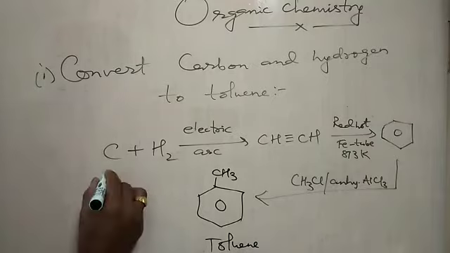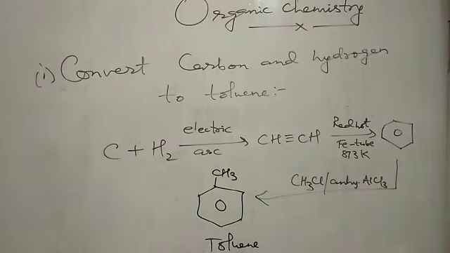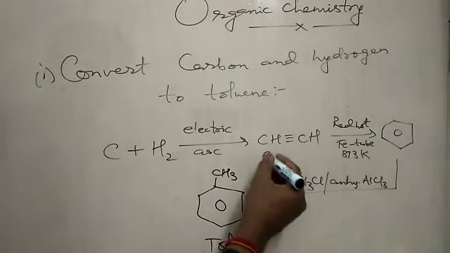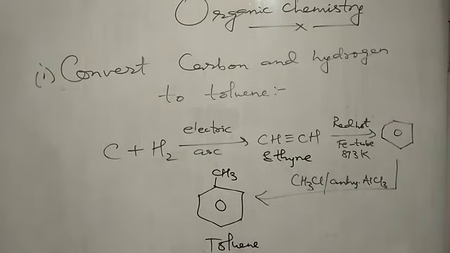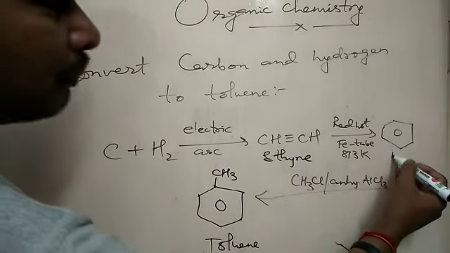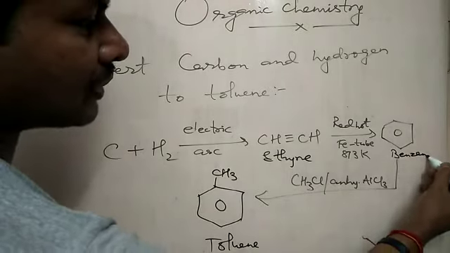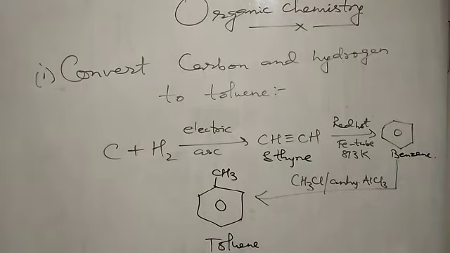So carbon and hydrogen is passed through electric arc to form ethyne or acetylene. Ethyne, when treated with red hot iron tube, undergo trimerization to form benzene. Benzene undergo Friedel-Crafts alkylation to form toluene. So this way we can convert carbon and hydrogen to toluene.